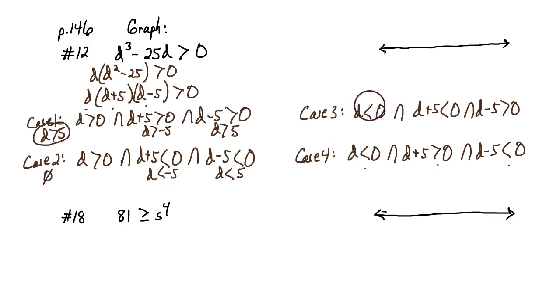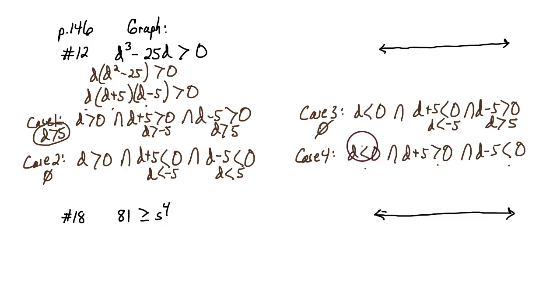Now case 3. This is good, but right here in the middle we need to subtract 5 from both sides. And over here, add 5 to both sides. d is a number that's less than 0, and it's less than negative 5, and it's greater than positive 5. Now, you can't be less than negative 5 and be greater than positive 5. This is an empty set.